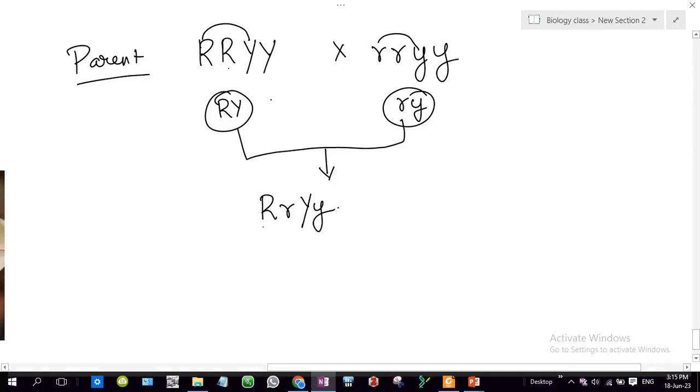Why should I write like this? Because we should not write small r first; it is always a rule that you should write the dominant one first followed by the recessive one. Okay, so this is a hybrid and this is the F1 generation.